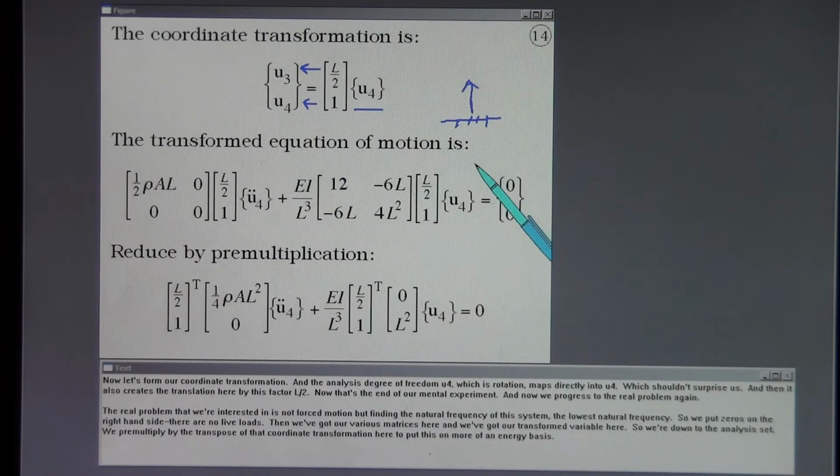The real problem that we're interested in is not forced motion, but finding the natural frequency of this system, the lowest natural frequency. So we put zeros on the right-hand side. There are no live loads. Then we've got our various matrices here, and we've got our transformed variable here. So we're down to the analysis set. We pre-multiply by the transpose of that coordinate transformation here to put this on more of an energy basis.